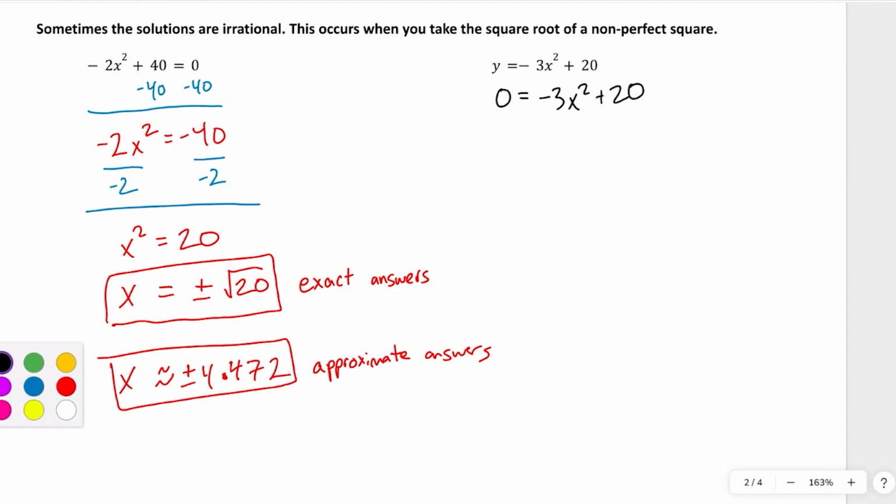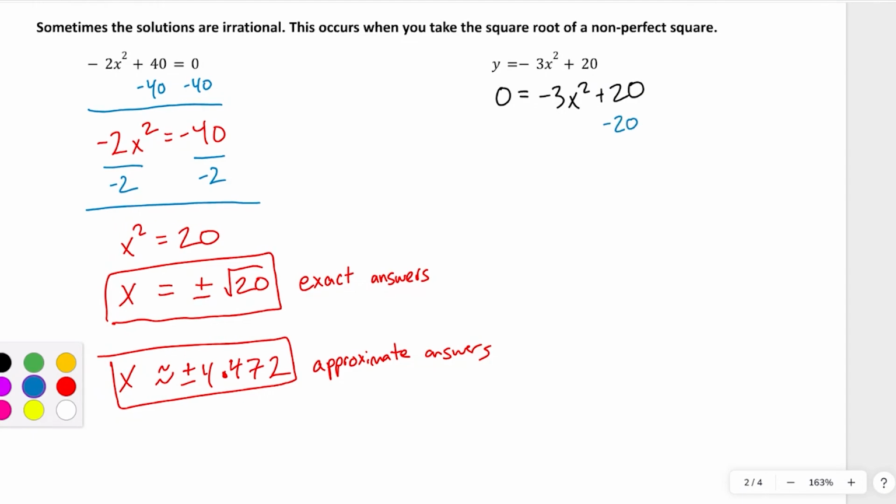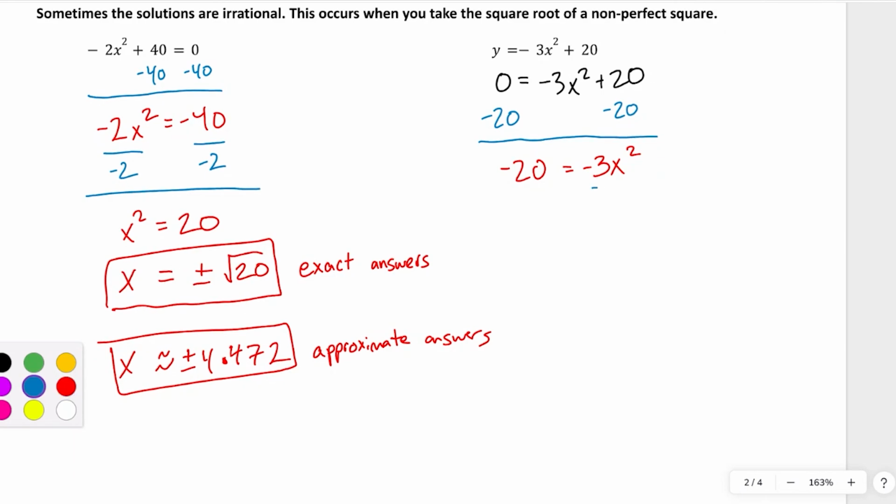If we subtract 20 from both sides, we have negative 20 equals negative 3x squared. Then we can divide both sides by negative 3, and we'll end up with a fraction here. That's okay. I'm actually going to take this opportunity to flip the whole equation and put the x squared in the front. So we got 20 thirds.